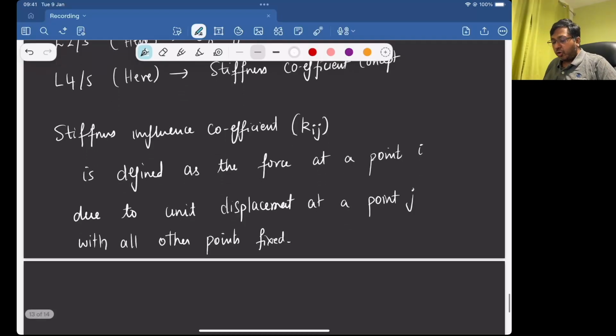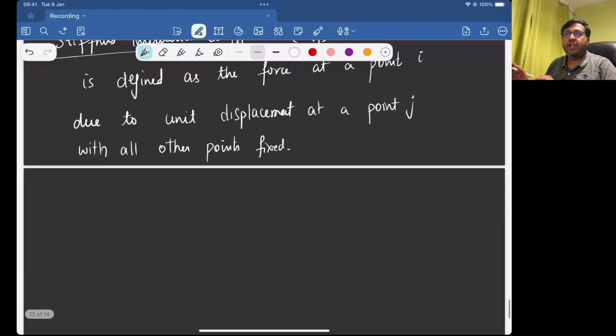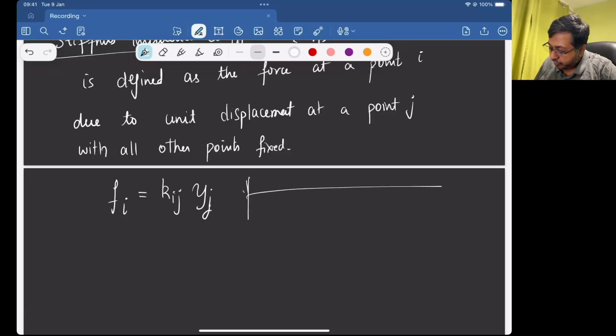The whole idea comes from what's known as Castigliano's theorem. We will not go into that at the moment, but we'll come back to see how it all fits into the picture. So if I had some displacement y at some point j, it causes some force Fi, and the coefficient that relates these two is the stiffness coefficient. So if I had n number of points, let's say on our beam, right?